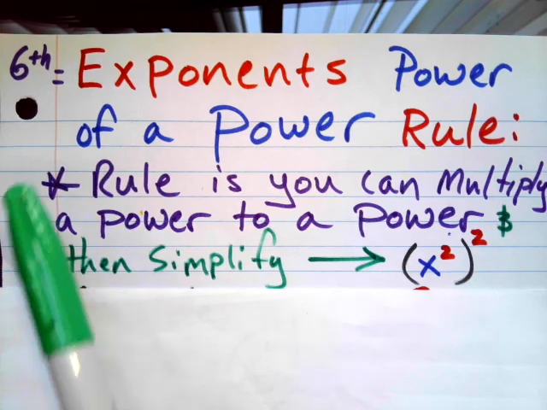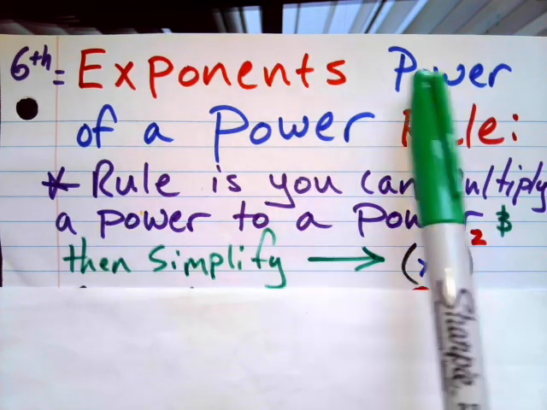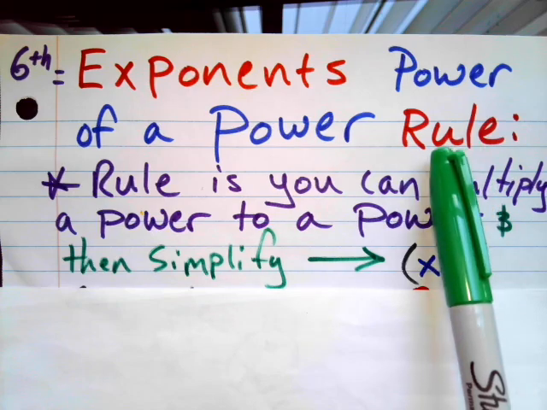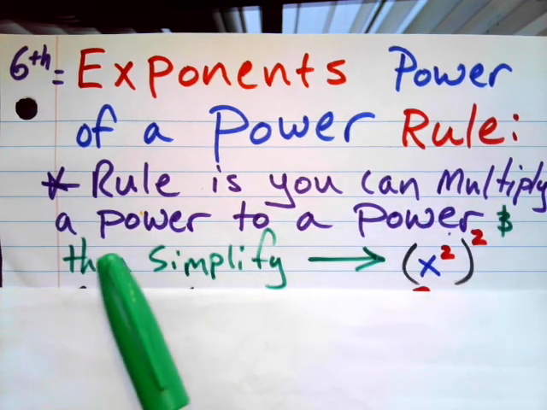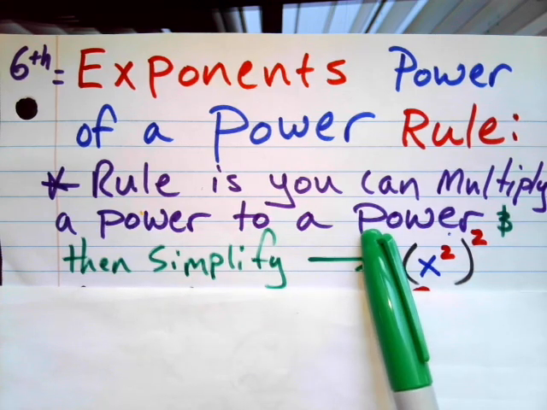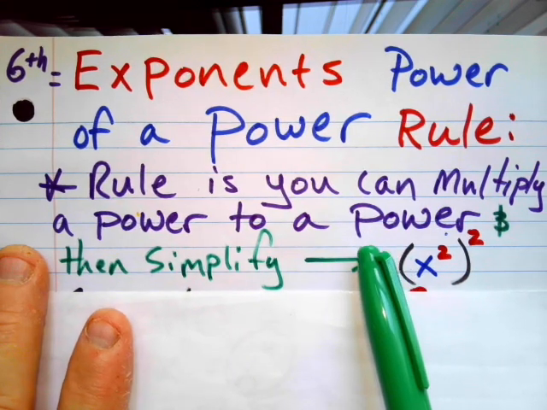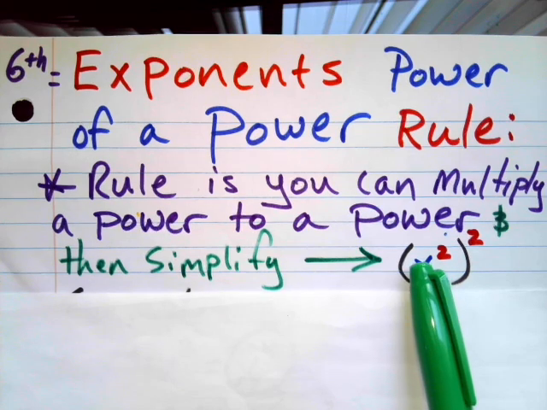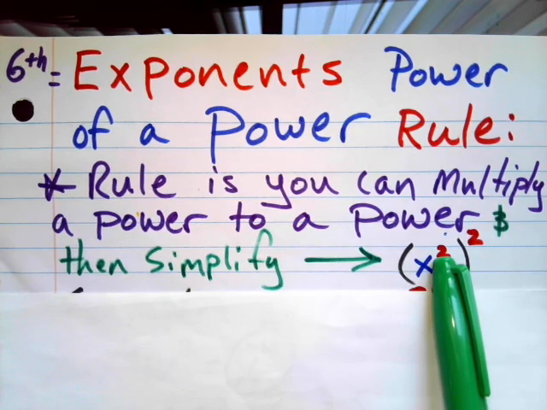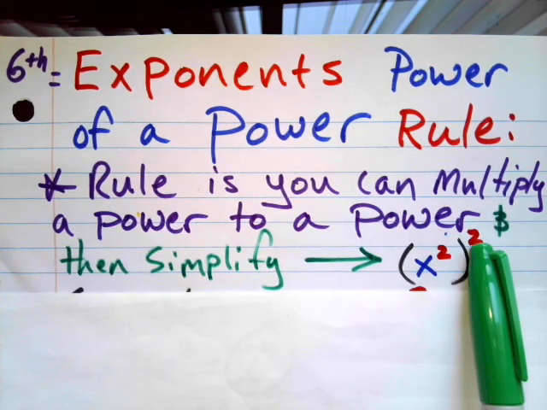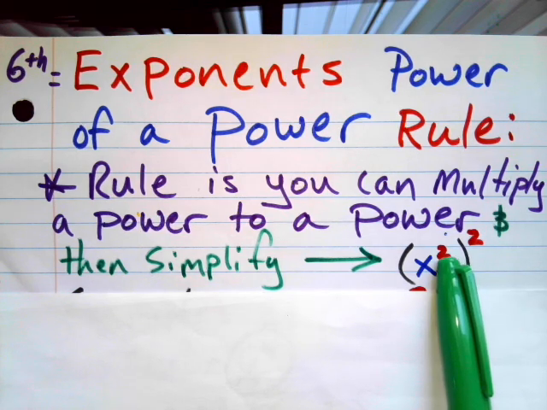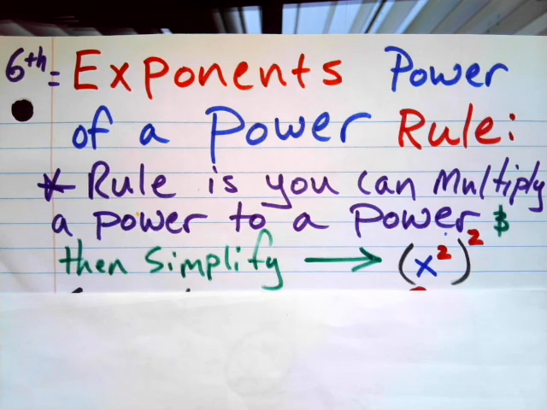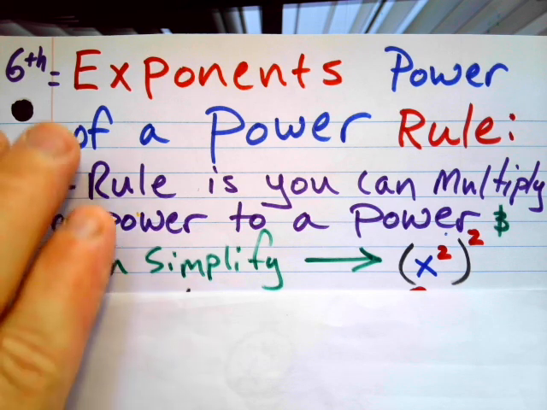So today I'd like to go over exponents power of a power rule. And the rule is that you can multiply a power to a power. So here's an example of a power to a power. X to the second power raised to the power of 2. So the rule is you can multiply these two guys, and 2 times 2 is 4. X to the fourth power would be the answer if you're simplifying this particular problem.